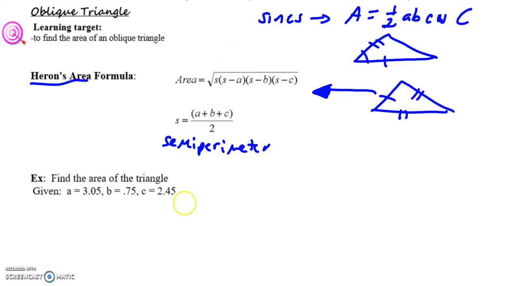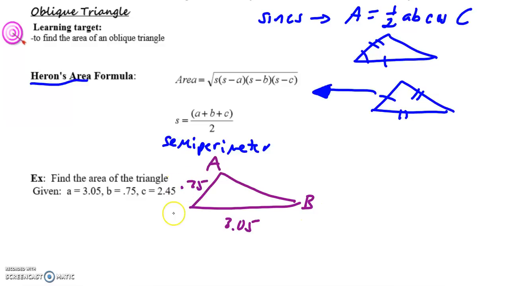So if you're given three sides of a triangle, let me draw any oblique triangle. Again, I'll call it ABC for the sake of it. It looks like the longest side is 3.05, so I'll call this angle A because this is my longest side, 3.05. B is the smallest side, so I'll call this b because this is across, 0.75, and then this would be c at 2.45.